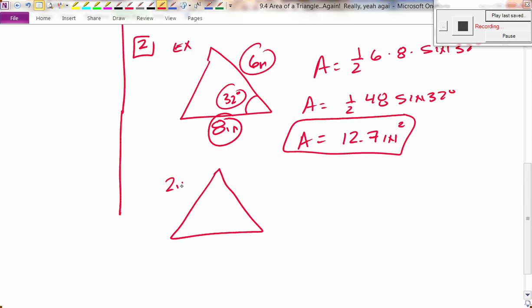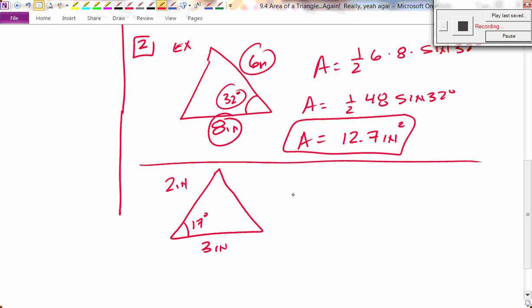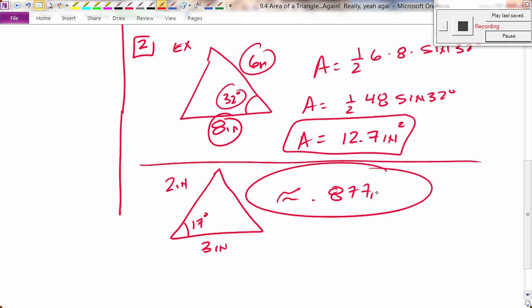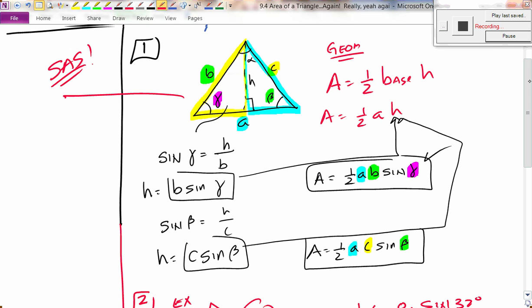Here, try this one on your own. If this is 2 inches, and this is 3 inches, and this is 17 degrees, please find the area. Verify. So we get this area is approximately 0.877 according to 6th period, and we're talking about inches squared, because we're talking about area. Okay, so we have a new approach now when we're dealing with a side angle side triangle. We can find the area.